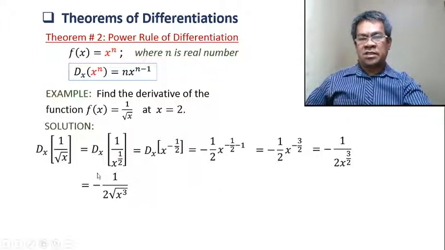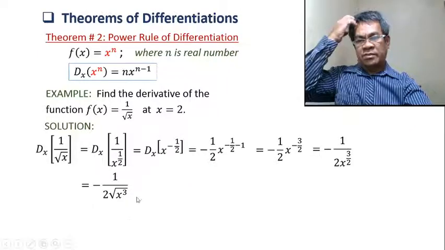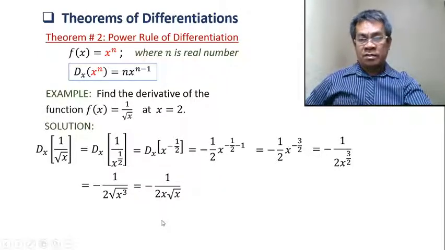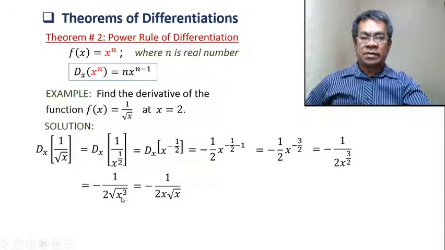Now this is not the answer again because there should be no radical expressions under the denominator. By the way, we can simplify this one, because x cubed is x squared times x. So the square root of x squared is x, and we have the square root of x left. So the square root of x cubed is the same as x square root of x.